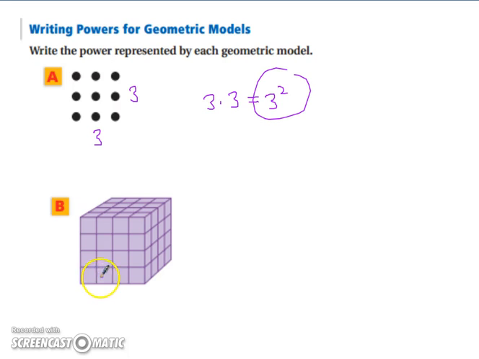In this case, we have 1, 2, 3, 4 by 1, 2, 3, 4 by 1, 2, 3, 4. So 4 times 4 times 4 is the same thing as 4 cubed.